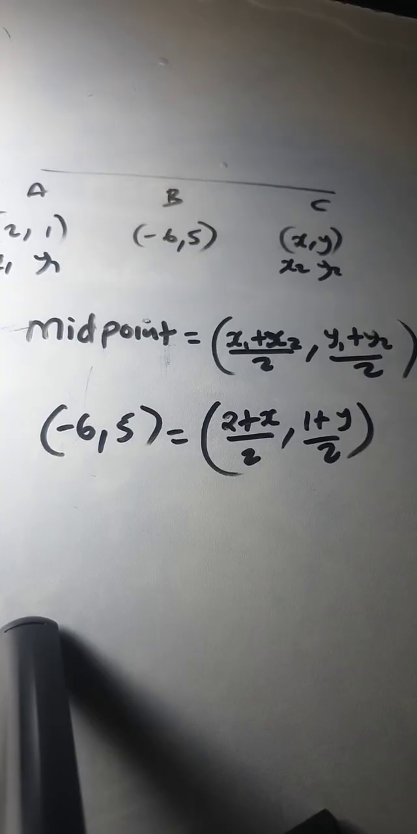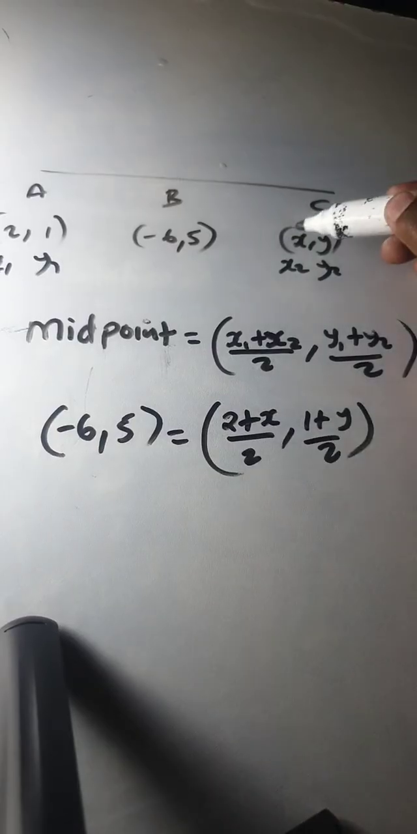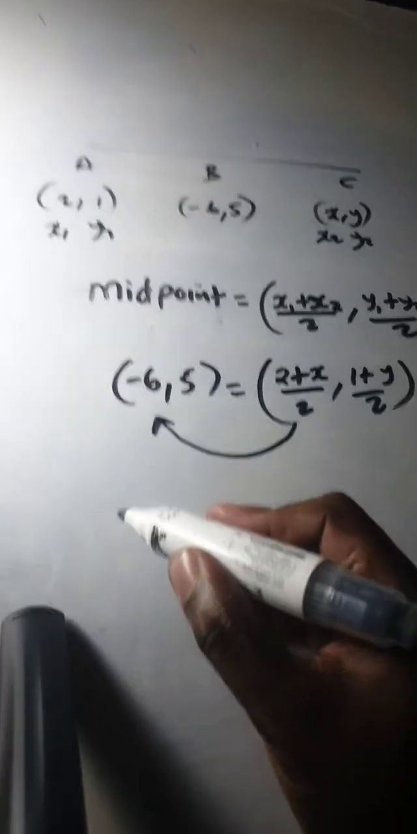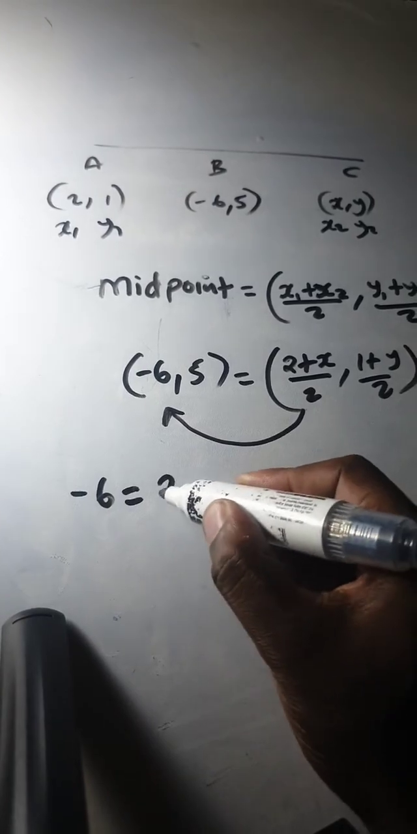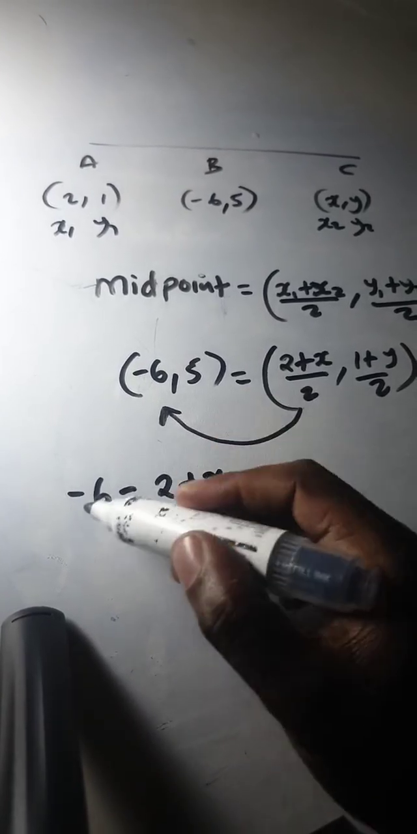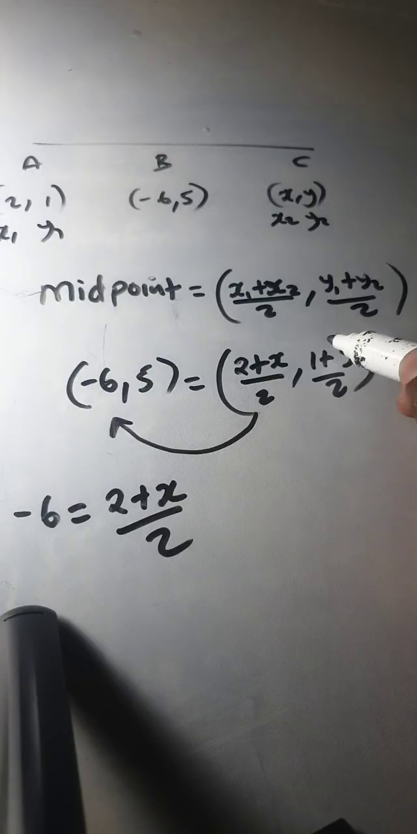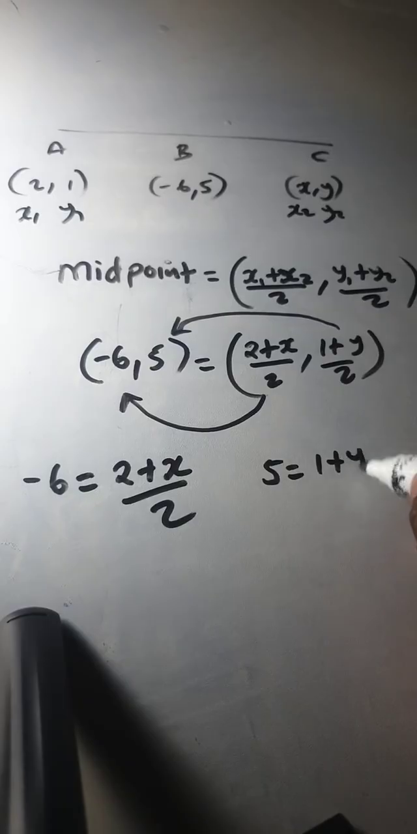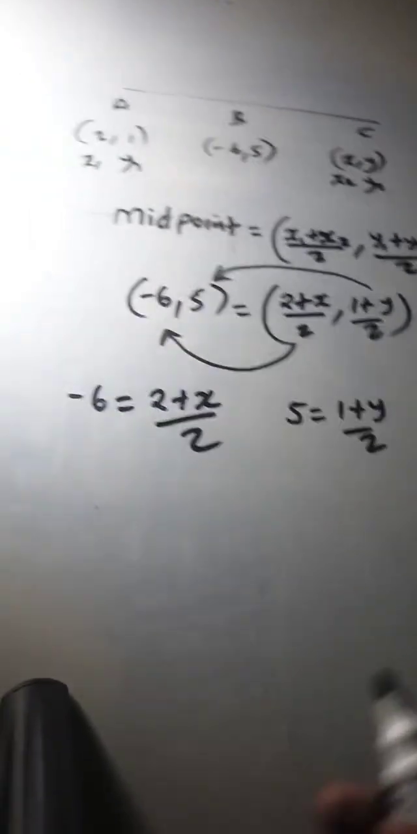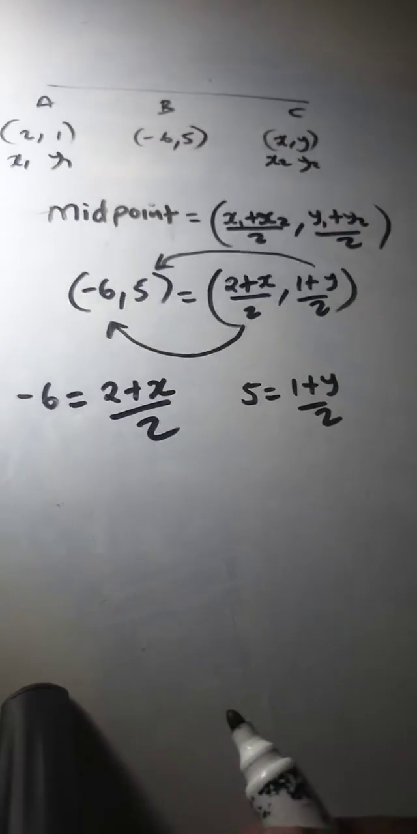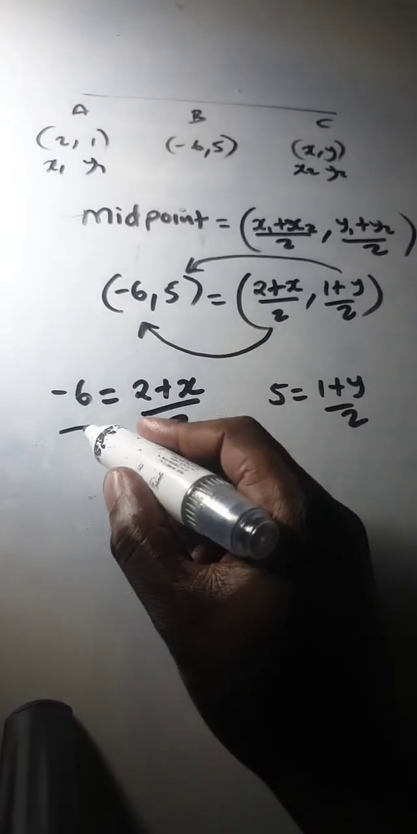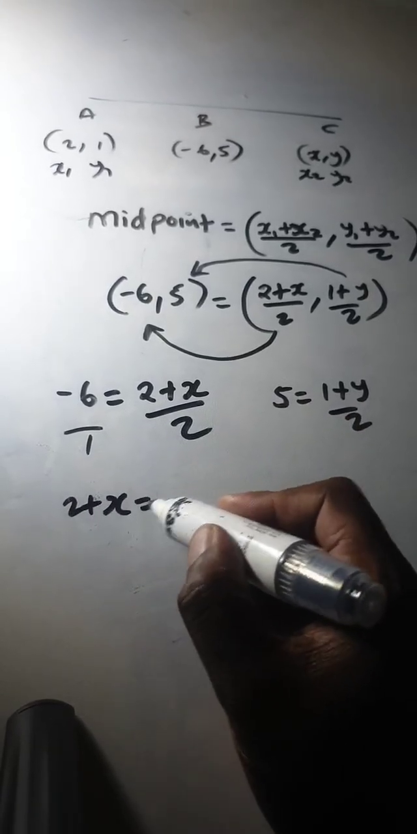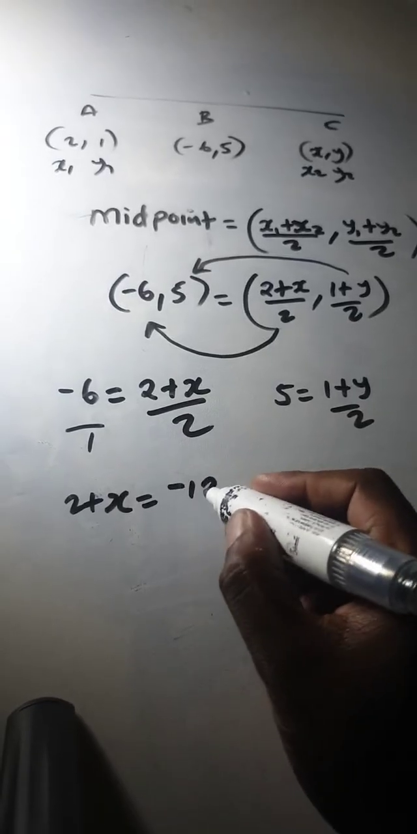We are finding x and y, so we equate. Negative 6 is equal to 2 plus x over 2, because negative 6 represents x, and 5 is equal to 1 plus y over 2. The key is to find the x, y for the coordinate C. So we cross multiply. 1 times 2 plus x is 2 plus x, equal to negative 6 times 2, which is negative 12.